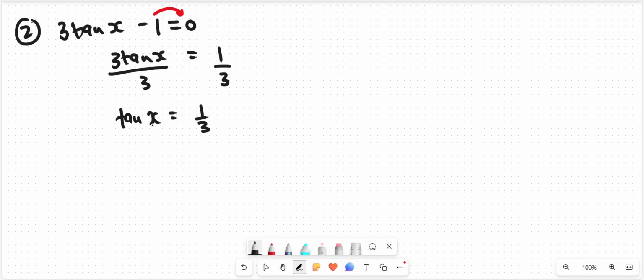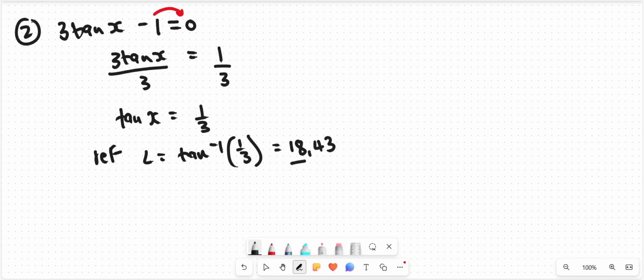Then once I have it by itself, I can therefore get my reference angle. And my reference angle is just me taking the inverse tan of a third. So the inverse tan of a third, plug that into my calculator, and the reference angle I should be getting is 18.43 degrees.